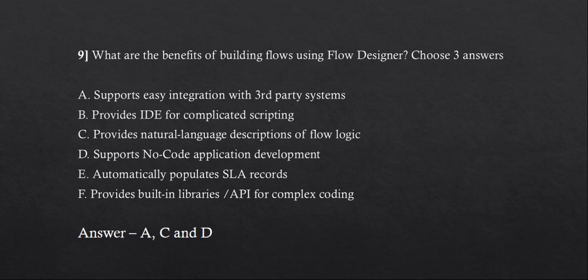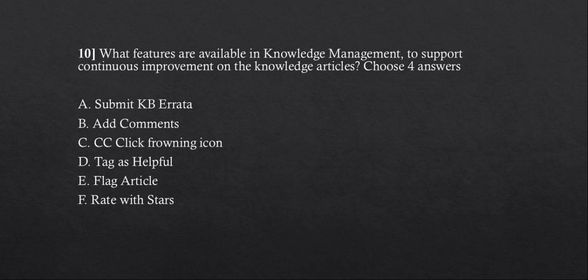Next question. 10. What features are available in knowledge management to support continuous improvement on the knowledge articles? Choose 4 answers. A. Submit KB errata. B. Add comments. C. Click frowning icon. D. Tag as helpful. E. Flag article. F. Rate with stars. Answer: B, D, E, and F.